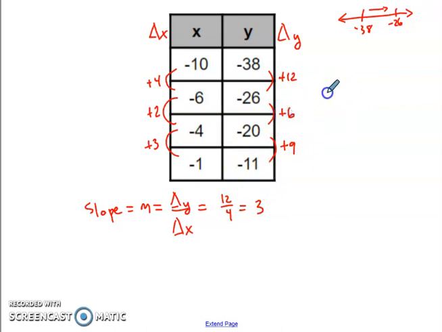I'm going to look here. I have 6, change in y, divided by 2. That also equals 3. Cool. Okay, so those two are the same. And then I'm going to look at this last pair. 9 divided by 3 is going to be 3. They all match. Okay, so maybe the trickiest part is what's our difference between numbers. That can be kind of tricky sometimes.